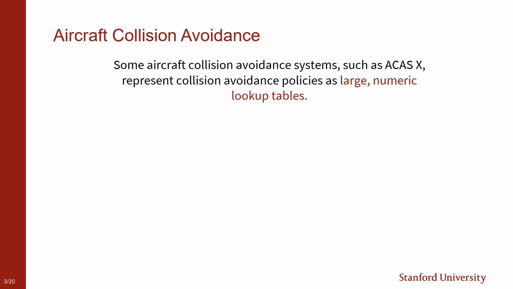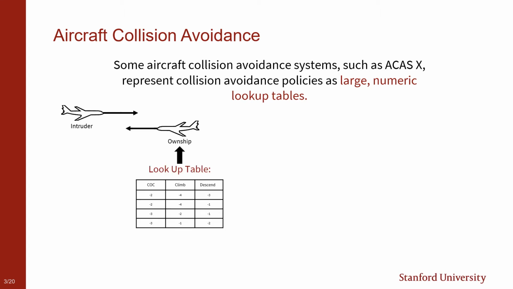An airborne collision avoidance system called ACAS-X, which became an international standard for manned aircraft a couple of years ago, represents the collision avoidance policies as large numeric lookup tables. And while this approach works really well, the lookup table takes up storage capacity on the order of gigabytes, which can exceed the storage capacity of some small aircraft and therefore limits the use of this method on these vehicles.